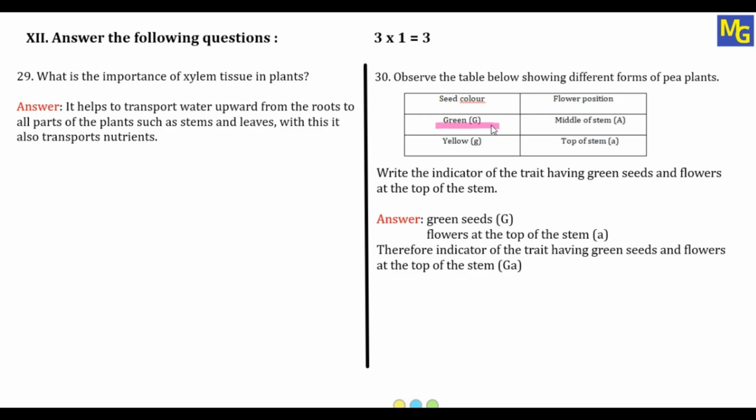Capital G is the green. So G should be there. If you take small g then it will be yellow. But we want green, so therefore we should take capital G. Then the position of the flower is top of the stem.